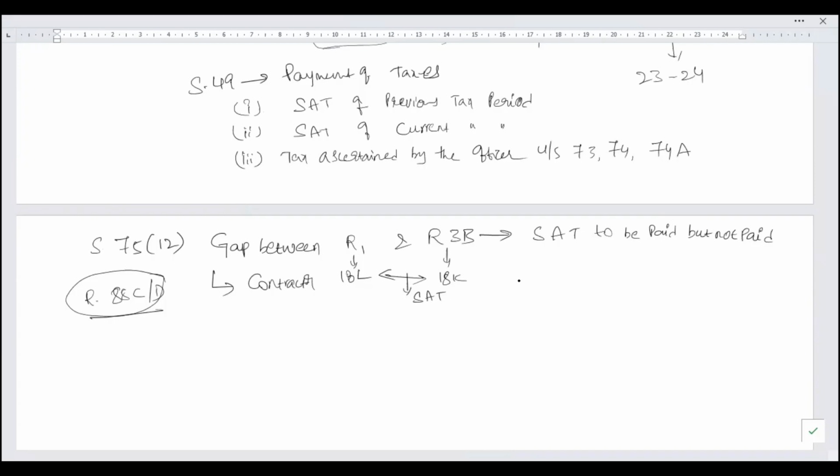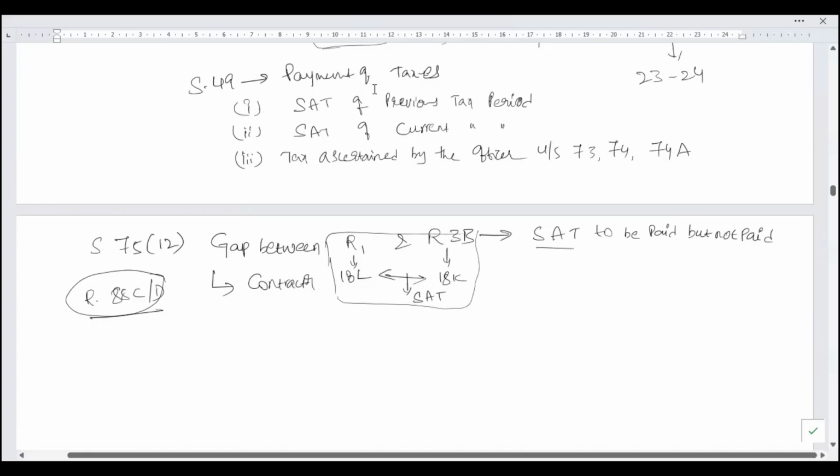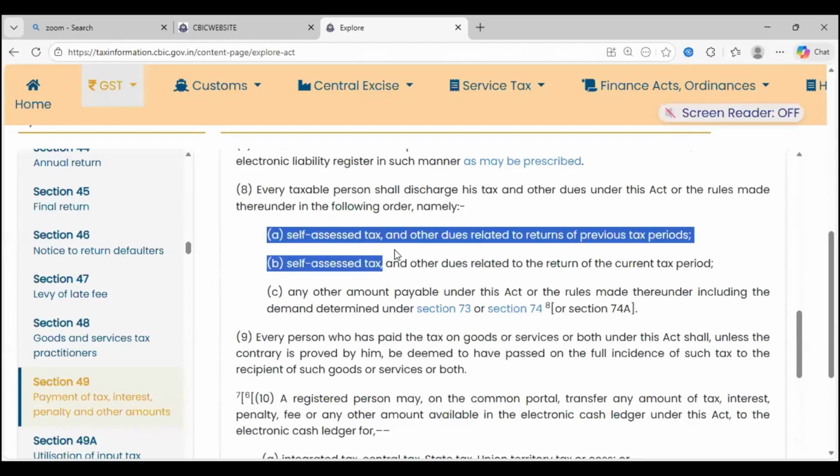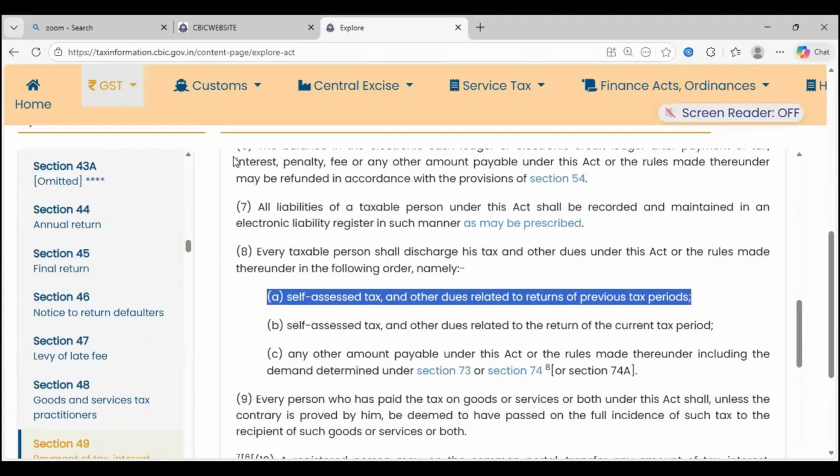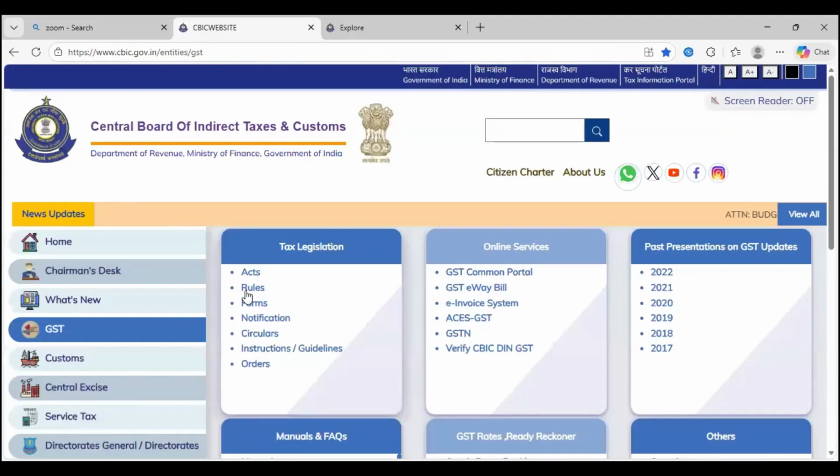So there could be a scenario like this where I have filed GSTR1, I have filed 3B, but there's a short payment of tax in my 3B. This is your self-assessment tax to be paid but not paid. On account of this, this is where Section 49 talks about this scenario: self-assessment tax and other dues related to returns of previous tax period. So there could be a possibility. Till we had this Rule 88, let me just open that also.